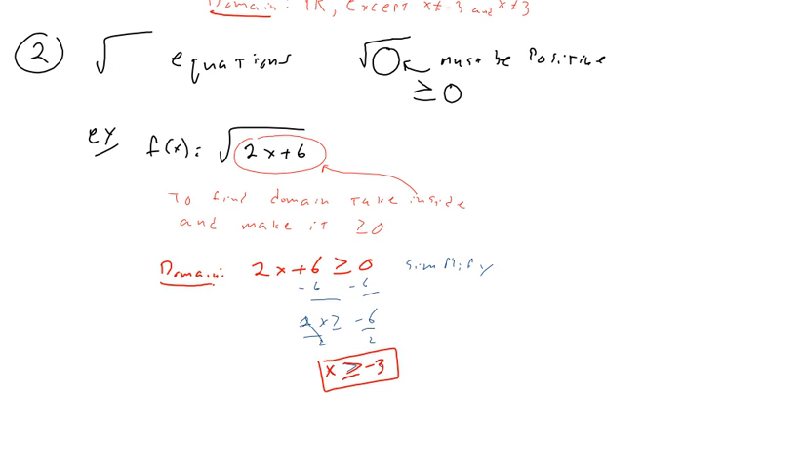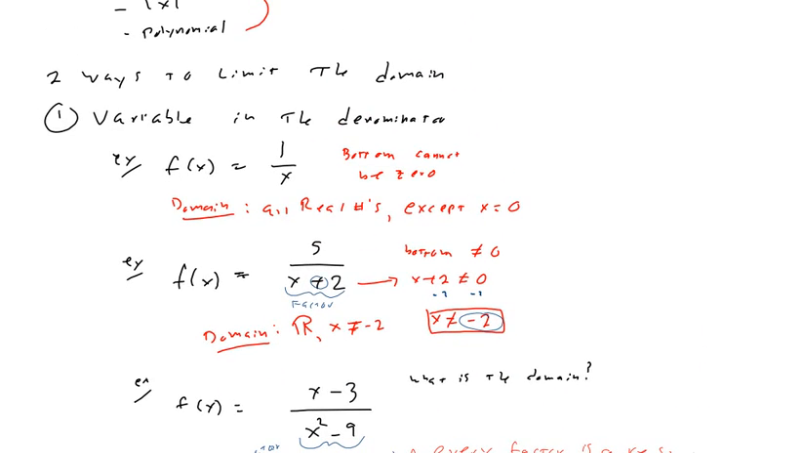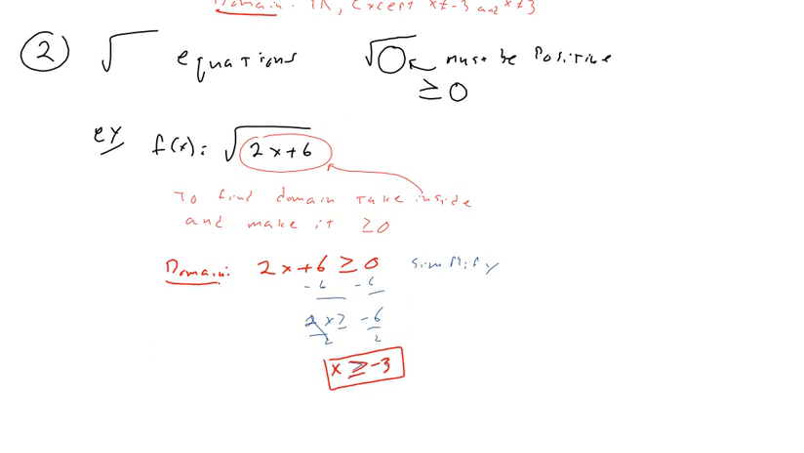So these are our two ways to restrict our domain. We have variables on the bottom, and equations inside of a square root. Variables on the bottom or variables in a square root, those are our two ways to restrict our domain. Otherwise, your domain is all real numbers. The domain is all the real numbers. And that's easy.